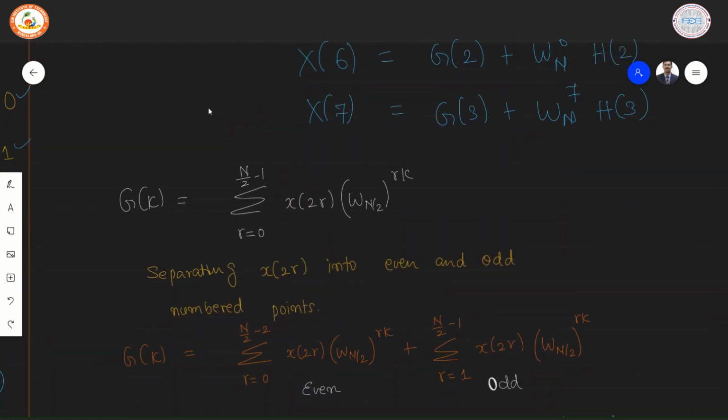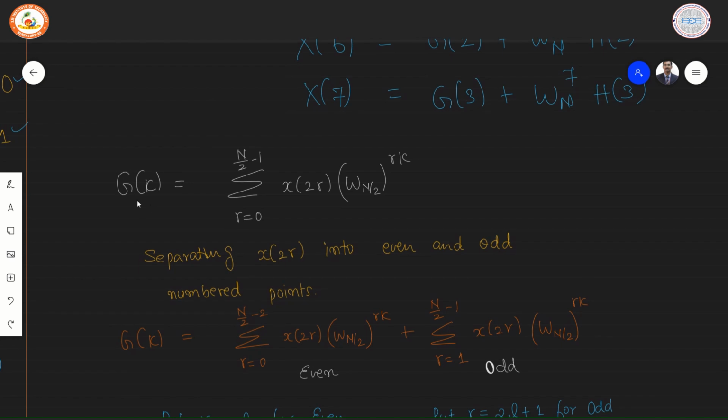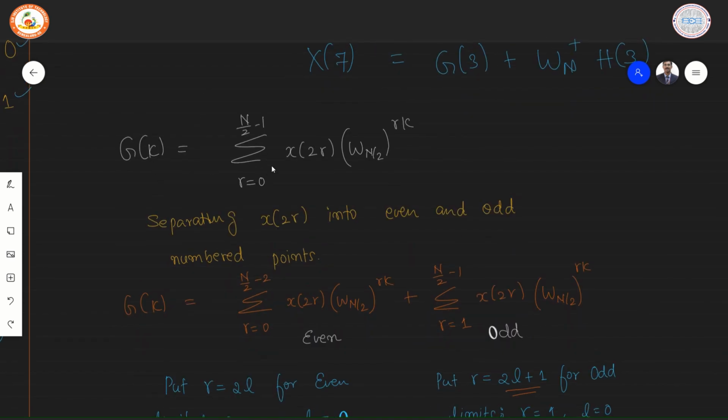Next, let us consider the single equation called g of k. The g of k equation we have seen is the summation r from 0 to n by 2 minus 1 of x of 2r W_N by 2 to the power of rk. This was the n by 2 point DFT of the even numbered points. Now let us separate this x of 2r once again into even and odd numbered points.